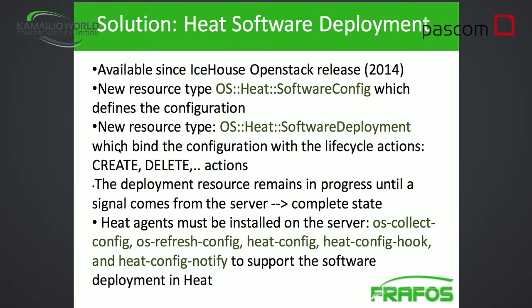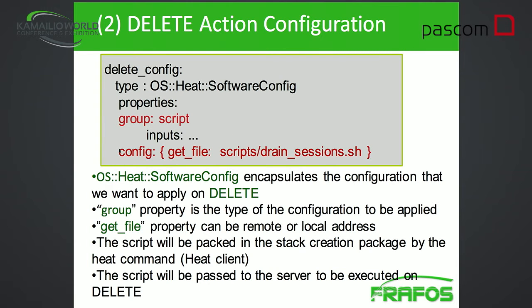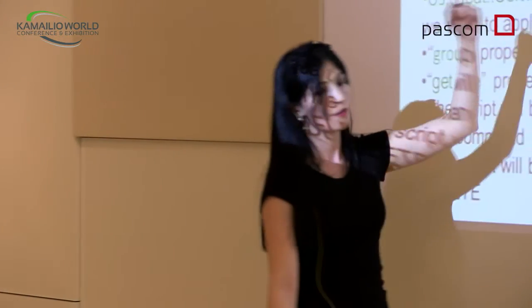But we need the server to have an agent installed. So we need to configure the server. This is also in the template. We need to define the user data format, software config, and we need to define the transport, which is how the configuration will be pulled from Heat to the server. And then we define the configuration. This is the script which is responsible for cleaning the server.